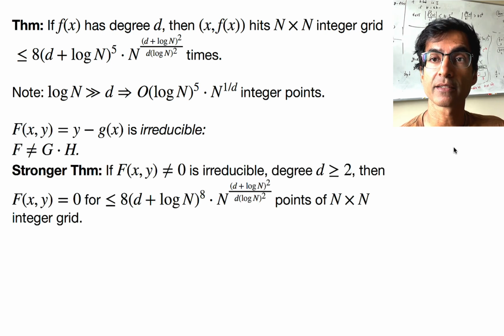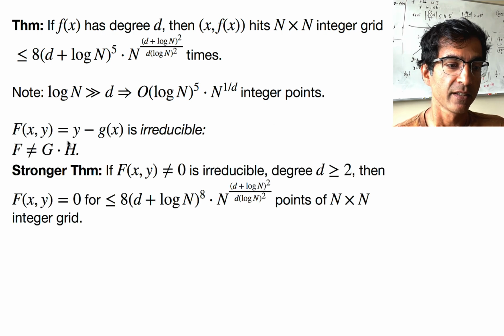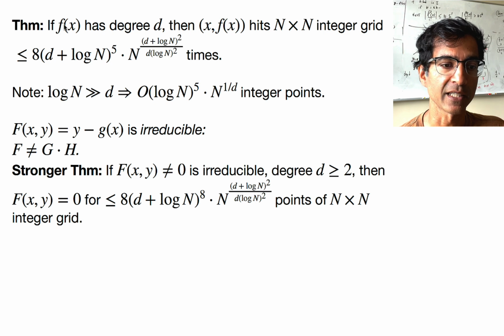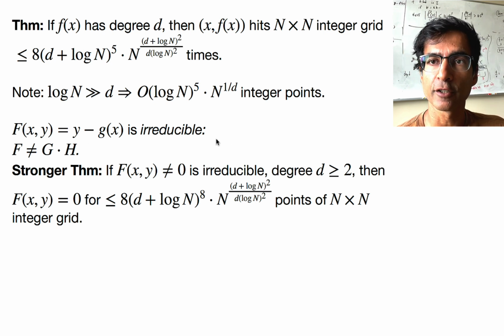In fact, the result is a little bit stronger. Let's write f to be the polynomial in two variables that looks like y minus g of x, where g of x is a univariate polynomial. Okay, univariate polynomial like this one. Then you see that this polynomial is irreducible, meaning that you cannot express f as a product of two other polynomials in two variables.